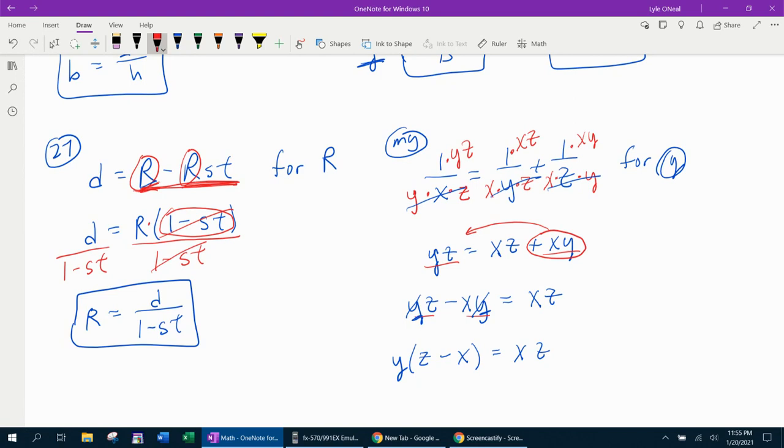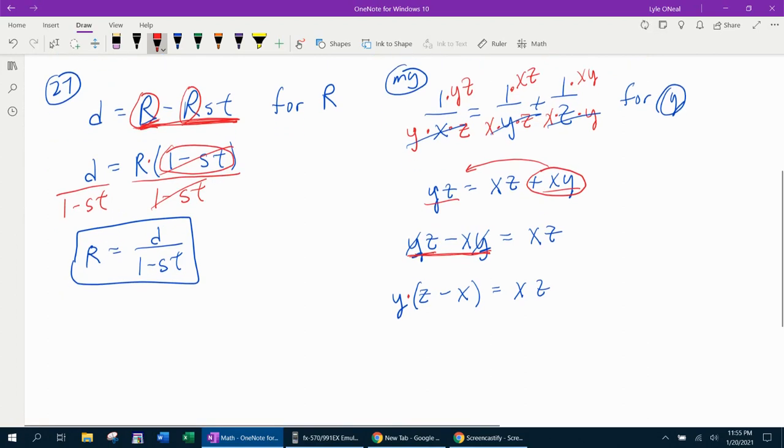And remember, if you're not sure how to get here, you can distribute to check and see that you get the original back. Distributing the Y is going to give me what I had, so I feel pretty good about the way I have this factored. All right, so now what is attached to the Y? Well, Z minus X is being multiplied by the Y. And so if I want to get the Y by itself, I need to divide by Z minus X on both sides. Here the Z minus X's will cancel, and that will isolate the Y.